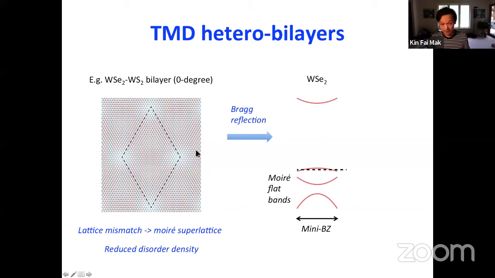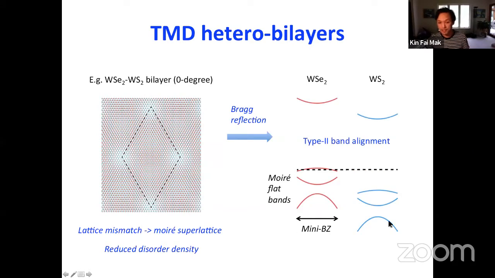Okay, of course, we have the superlattice potential from the Moiré superlattice that will introduce extra Bragg reflection. And as a result, it forms Moiré minibands and a mini Brillouin zone. And this is the case for the layer of WSe2. And what happened for WS2?